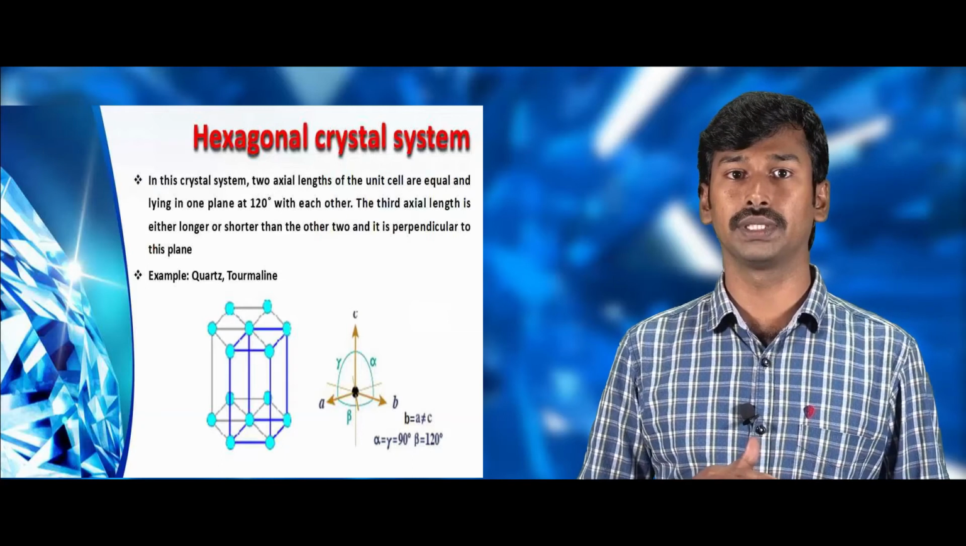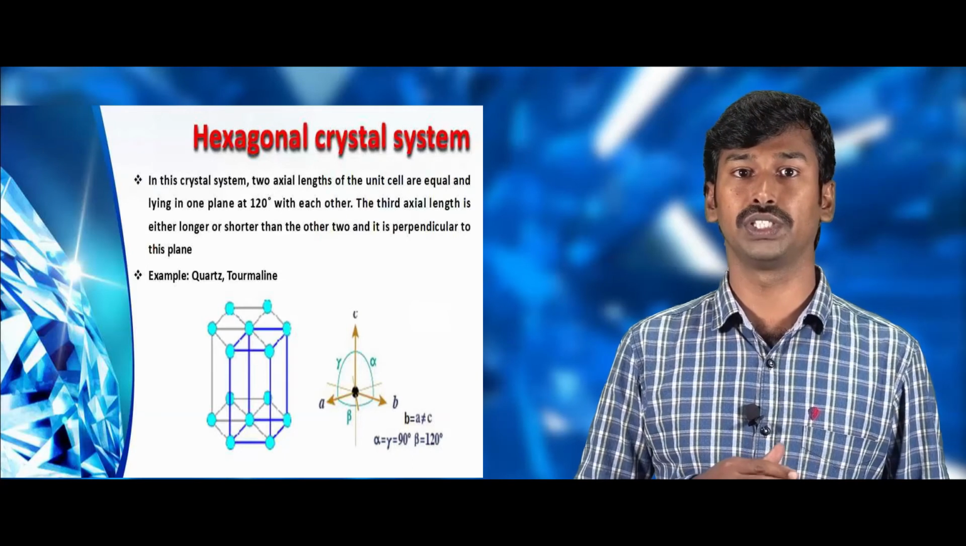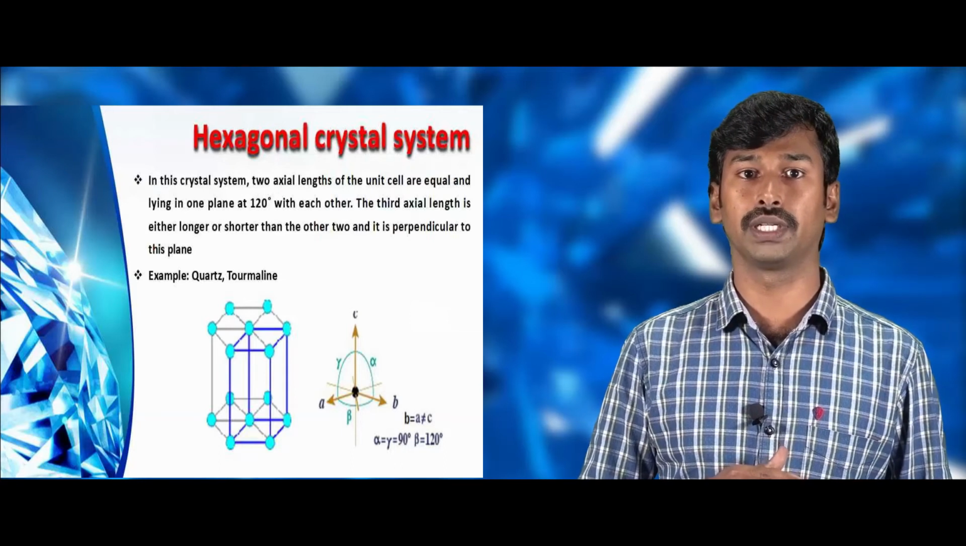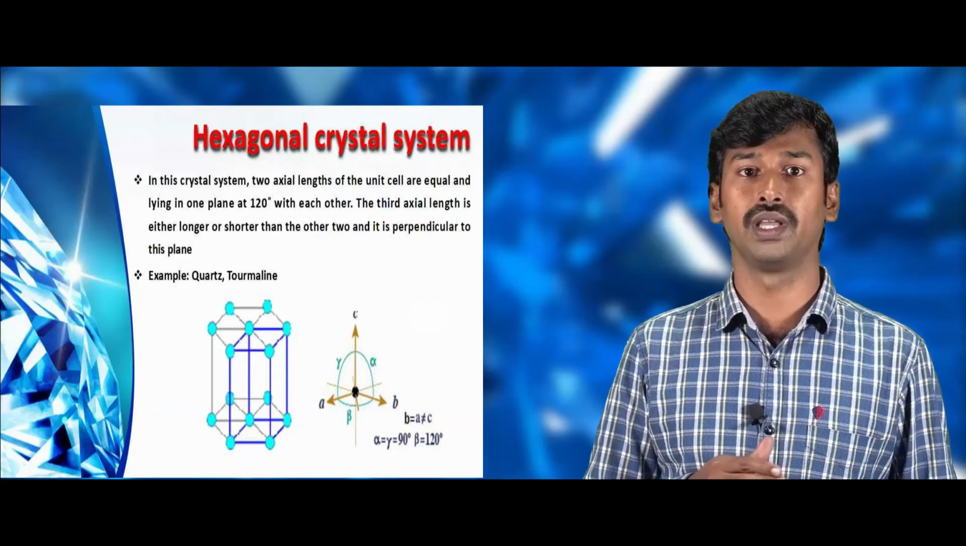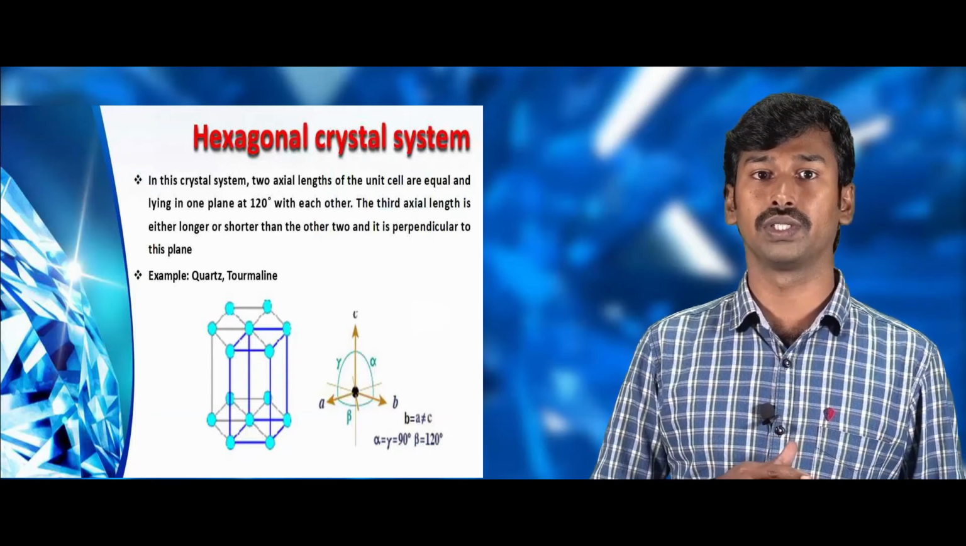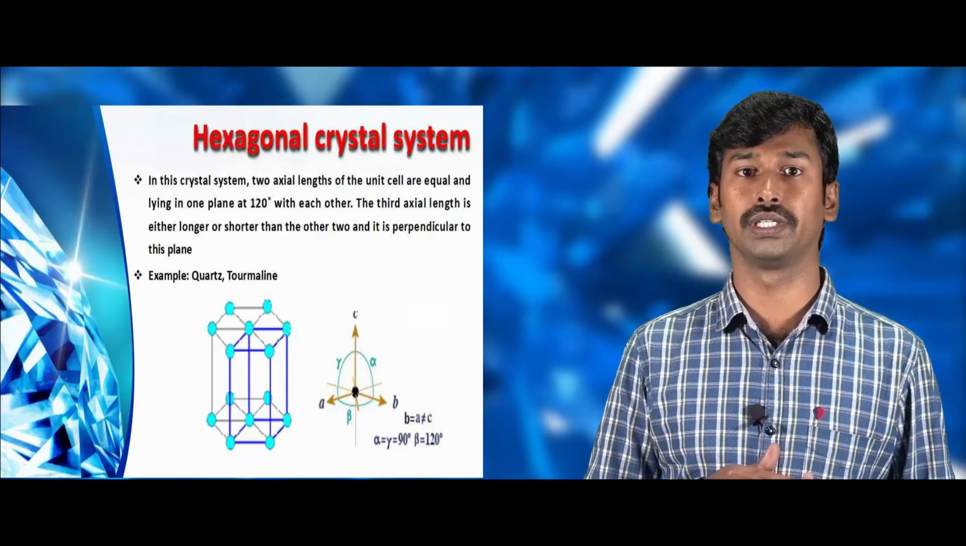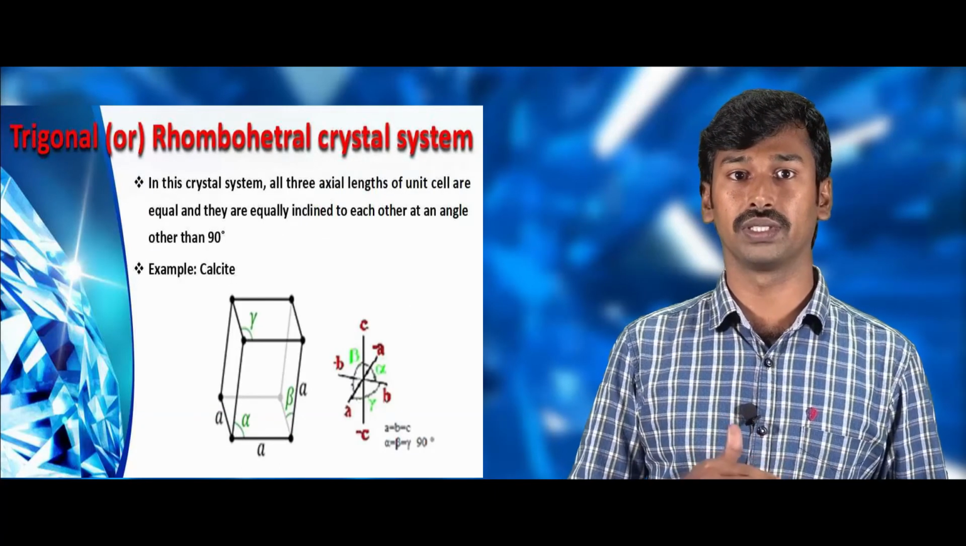The schematic representation of the unit cell is shown in this figure, where the blue colored box represents the unit cell, and the lattice parameter representation is shown in the next figure where a is equal to b which is not equal to c, and alpha is equal to gamma is equal to 90 degrees whereas beta is equal to 120 degrees. Next one is the rhombohedral or trigonal crystal system.